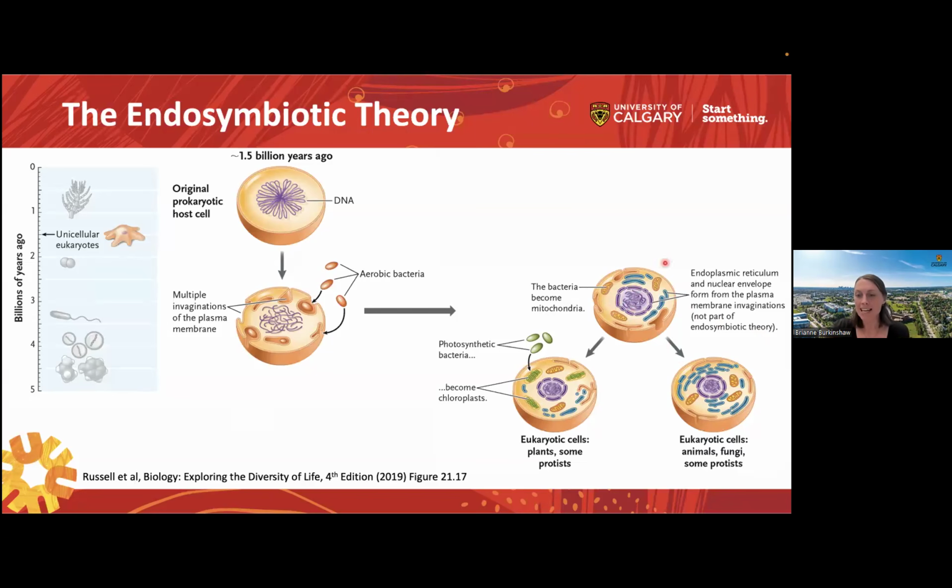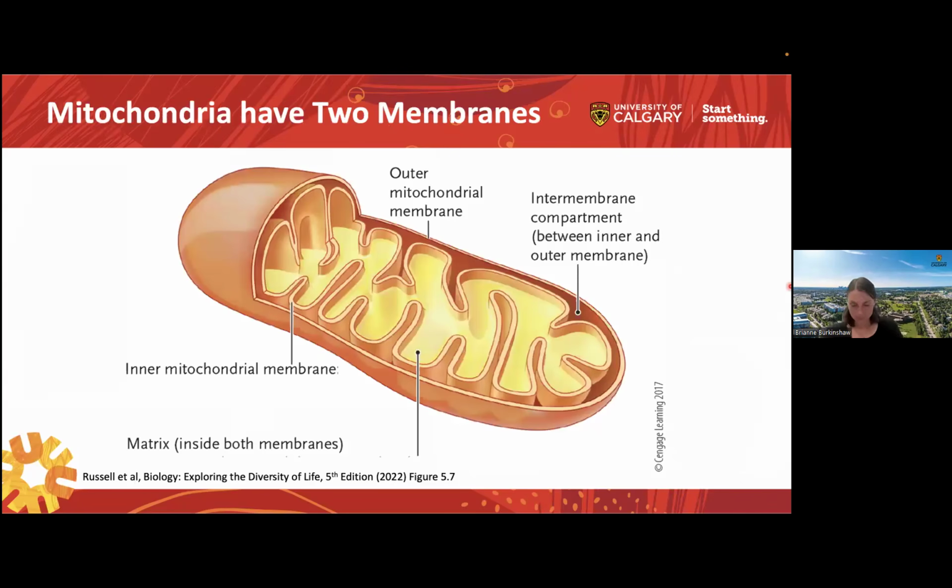All right, so now we're going to take a closer look at the mitochondria. So we saw this predominant theory about where they came from. Let's take a look at the structure here. We'll see right away that the mitochondria actually have this double membrane. So they have an outer mitochondrial membrane that we see here. They have this inner membrane that has all of these folds in it. And then we have two spaces to think about. We have an intermembrane compartment between that double membrane. As well, we have a matrix, which is inside both membranes.